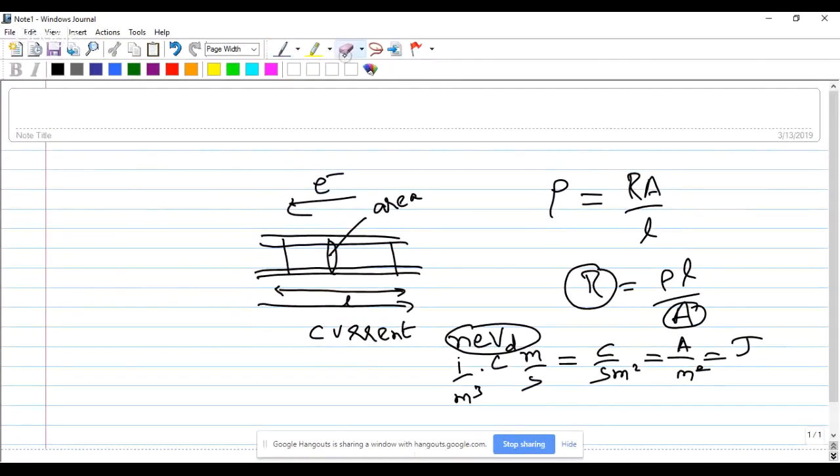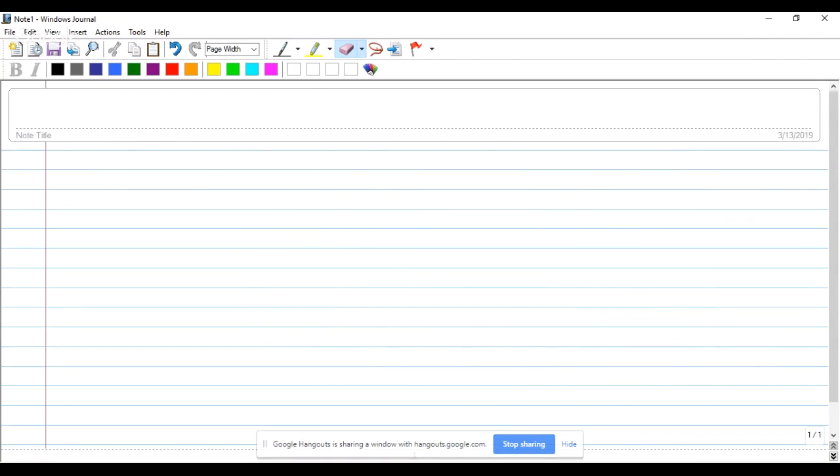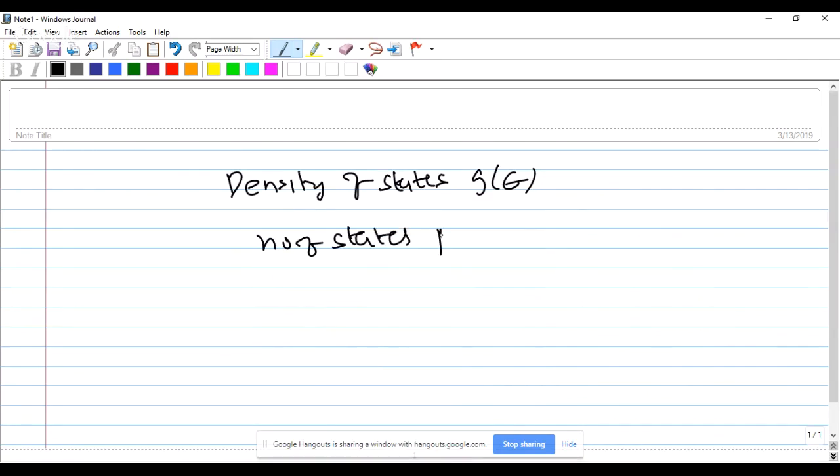So again, let me go back to the screen. So this is again by definition. Density of states, this is G of E. That's the symbol that we use. So we always define density of states as number of states, so that is some number per unit volume per unit energy. So that by itself is the definition.